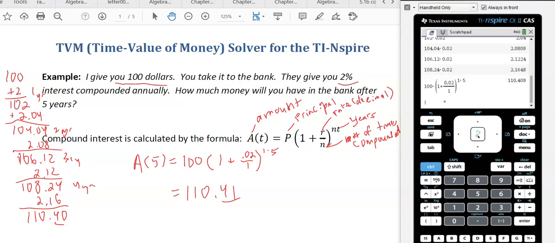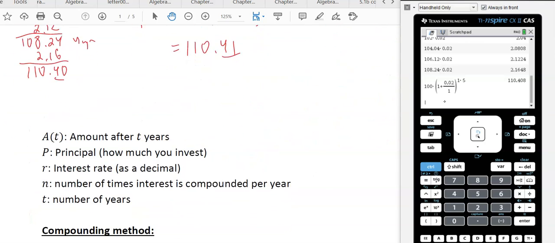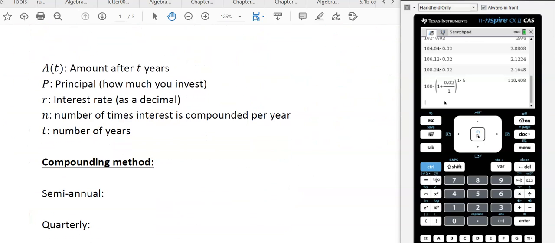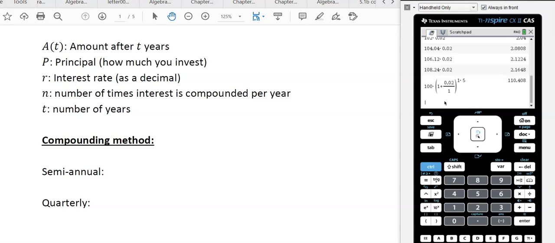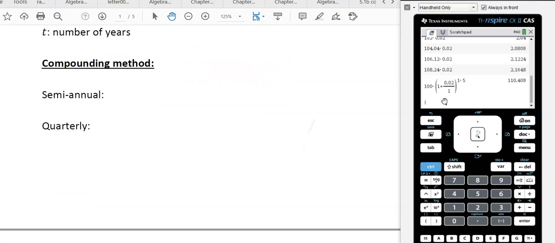So once you get the idea of compound interest, kind of how that works, those are the official names, if you want to write them down. They're on your sheet. In fact, I kind of have your notes out there for you. So if you're in my class, you might want to download this piece of paper.